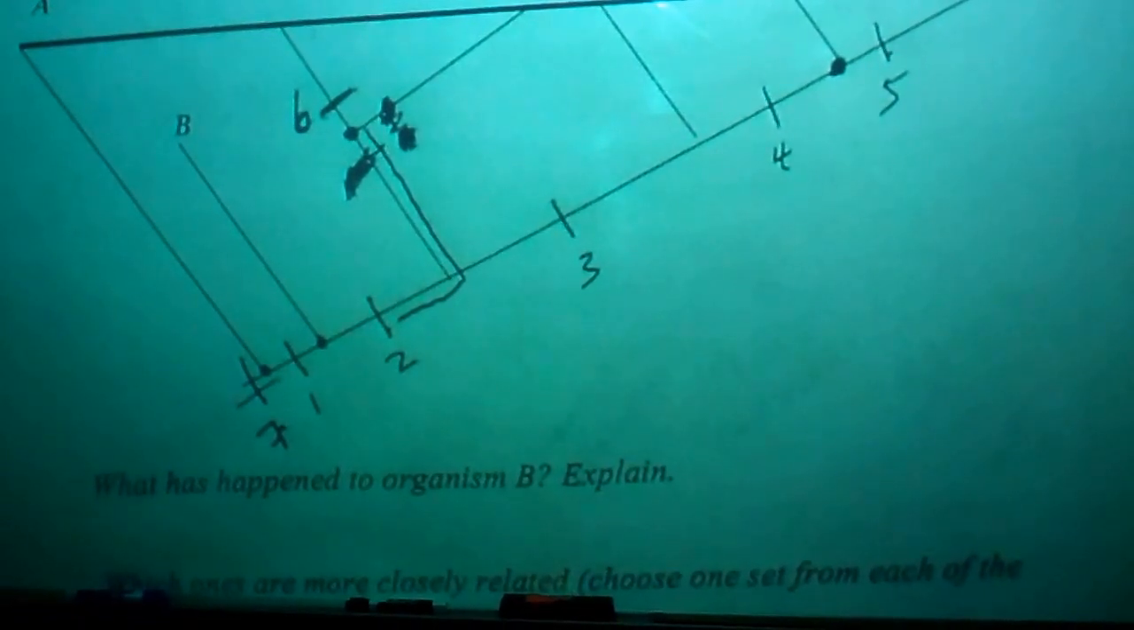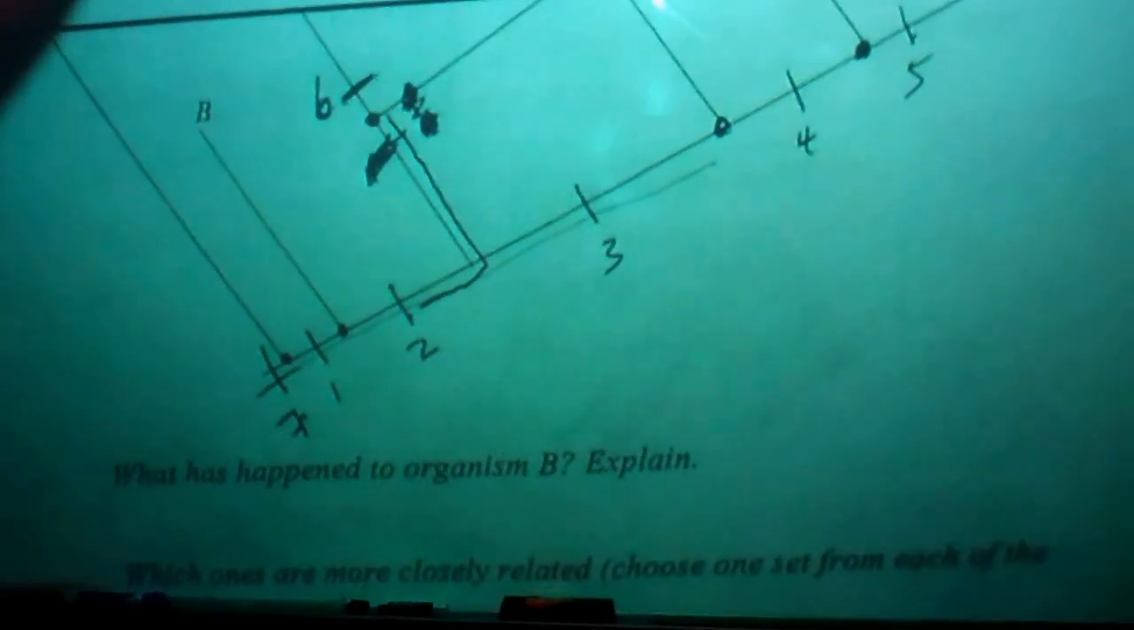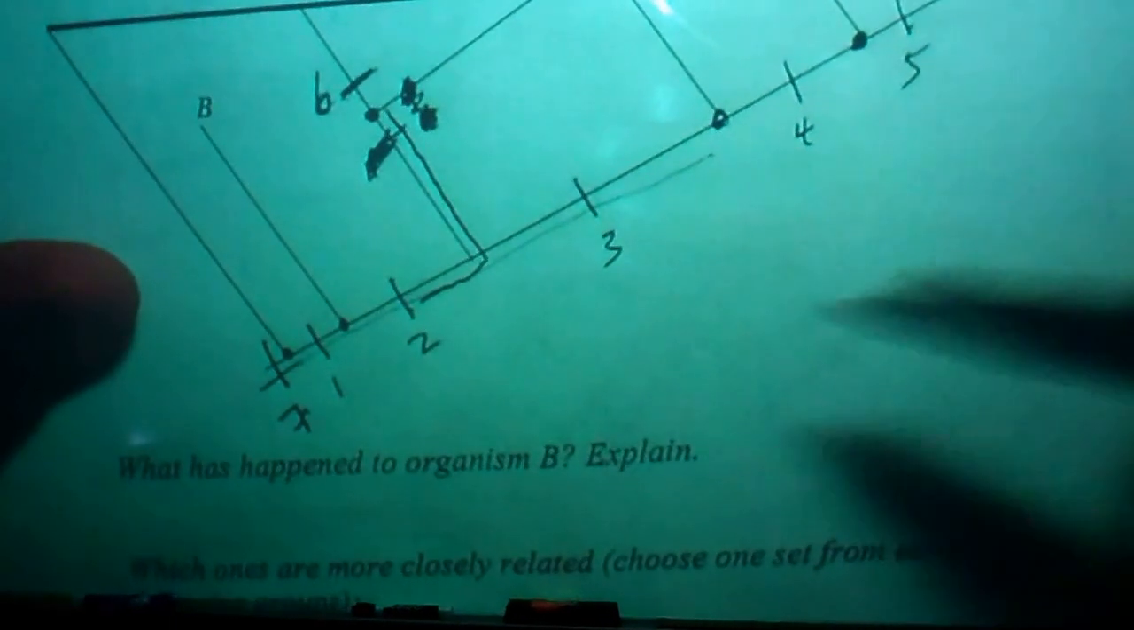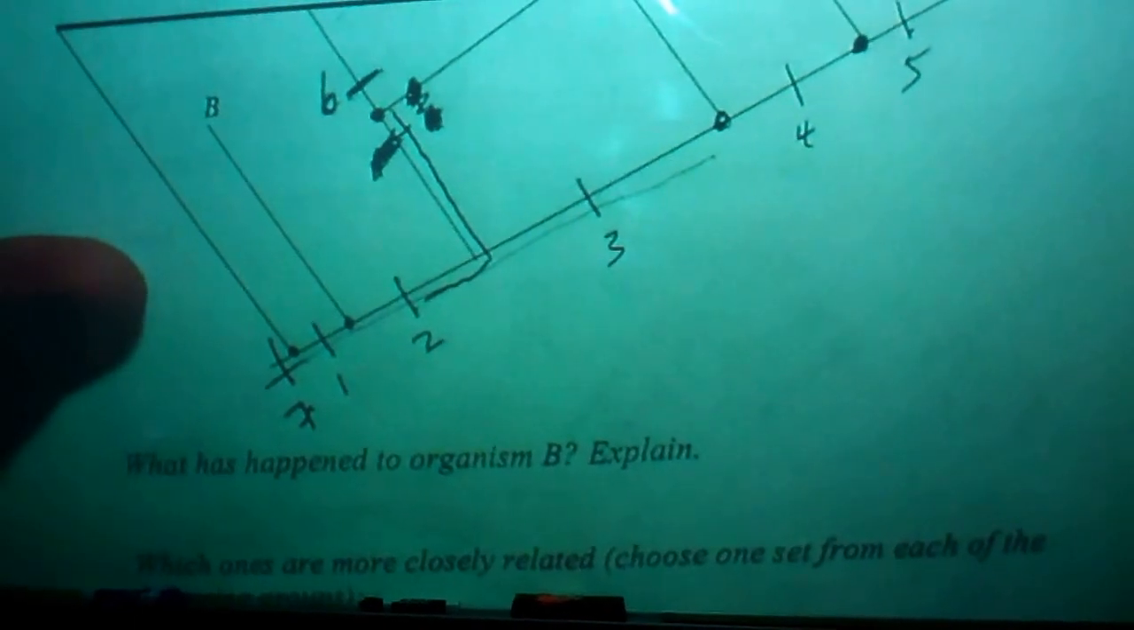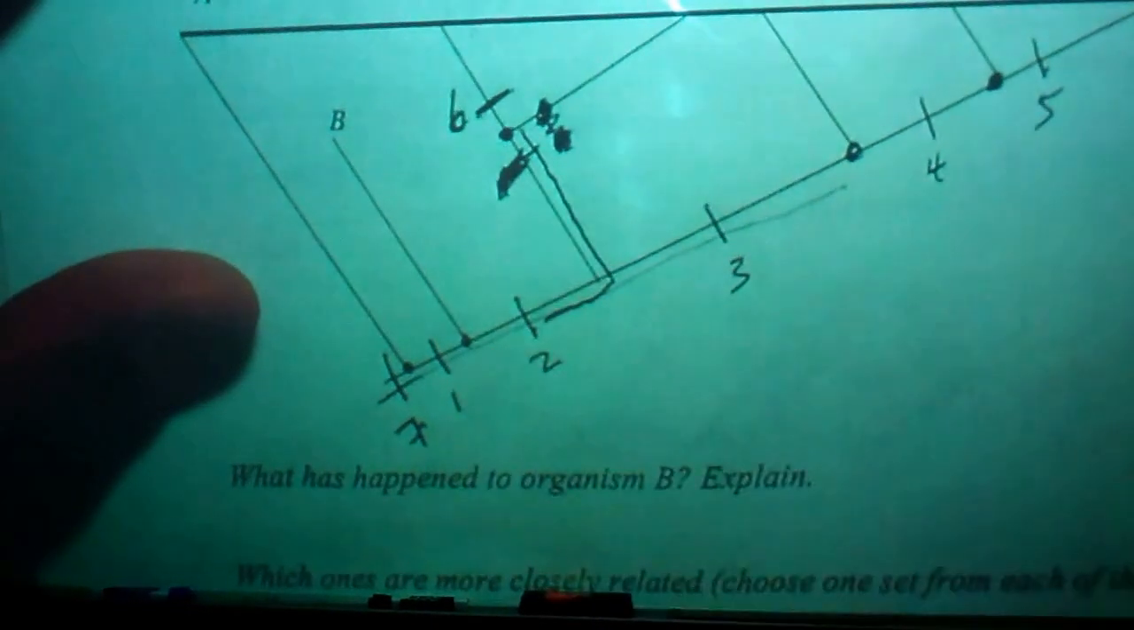So E and G is on 4. E and G, last place they met was right here. And again, you count your way back, not including 6. They have traits number 7, 1, 2, and 3 in common. So they have 4 traits in common. C and D, right here, still only have the 3 traits in common. So E and G are more closely related.